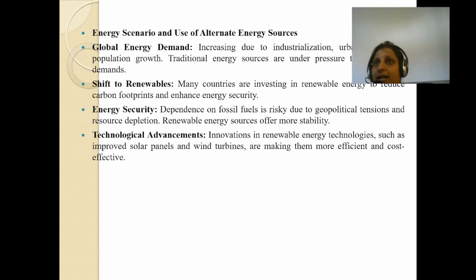Renewable energy sources offer more stability. They are more stable because they can be used and their production can be sustained. Innovation in renewable energy technology, such as improved solar panels and wind turbines, is making them more efficient and cost effective. When you work on renewable energy technologies, you have improved solar panels and wind turbines, making them more efficient and more cost effective, right?